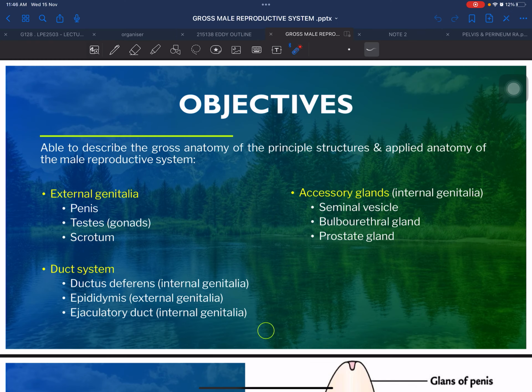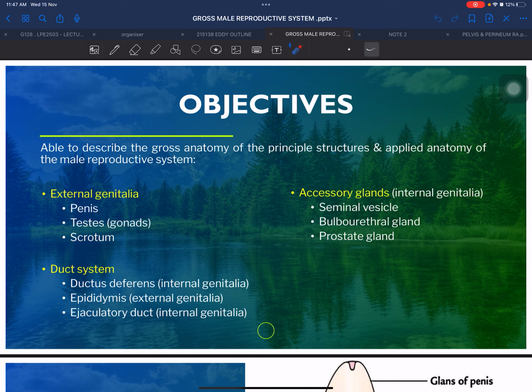There are a lot of ways you can divide the male reproductive system. Okay, external genitalia, which is the penis, testis and scrotum. Okay, internal genitalia, including all the accessory glands such as seminal vesicle, bulbourethral gland, prostate gland, the ductus deferens and ejaculatory duct. Okay, this is the duct system. However, one of the duct system, the epididymis, is grouped under the external genitalia.